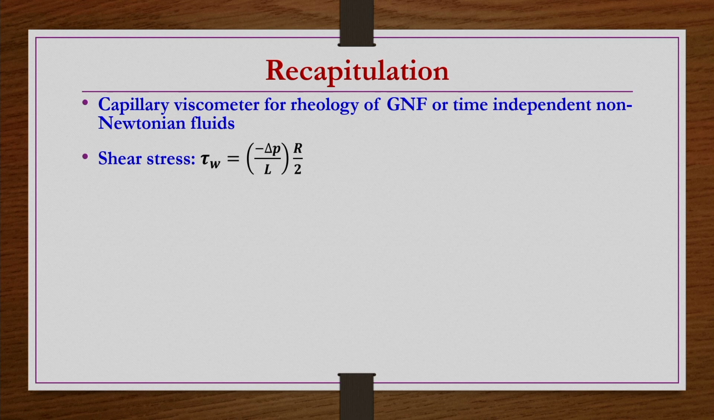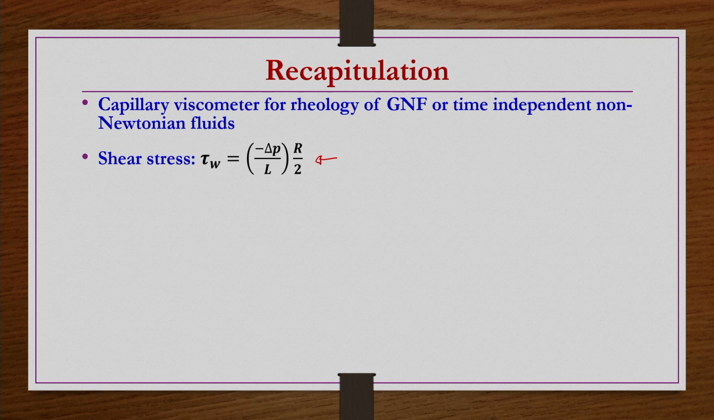How to develop the working principles, in the sense the equations that are required to obtain the shear stress, shear rate, etc., we have already discussed. The shear stress using a capillary viscometer is tau w equals minus delta p by L times r by 2, the wall shear stress. So if you know the pressure drop, you can obtain the wall shear stress without any difficulty.